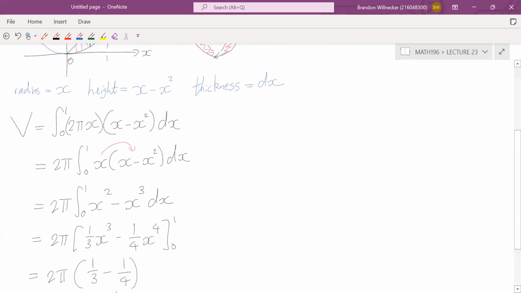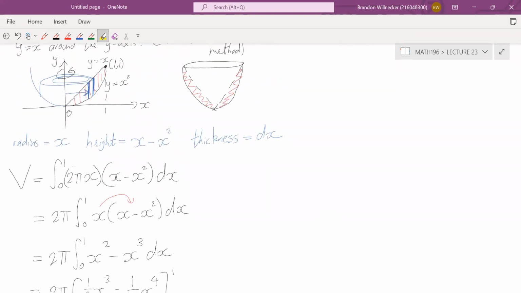Okay, so again, exactly the same integration that we've seen before. The only difference is this volume formula over here. Okay, so you just need to remember what that looks like. Okay, so circumference times height times thickness. Sometimes the height will be the upper function minus the lower function. So it depends on what you're given. But once you draw the little cylinder, it should be very clear what the height needs to be.